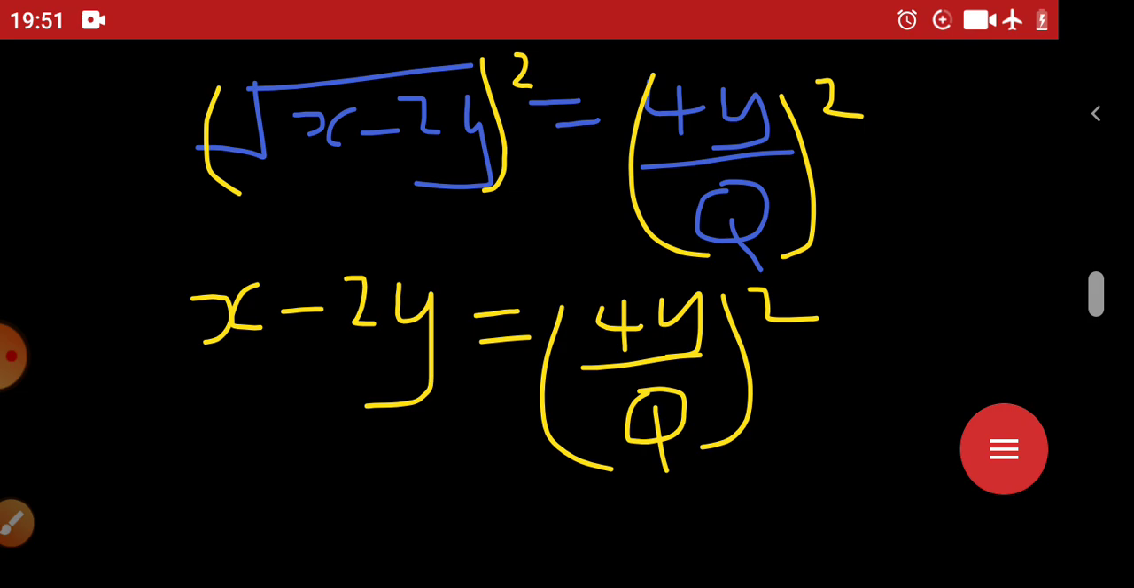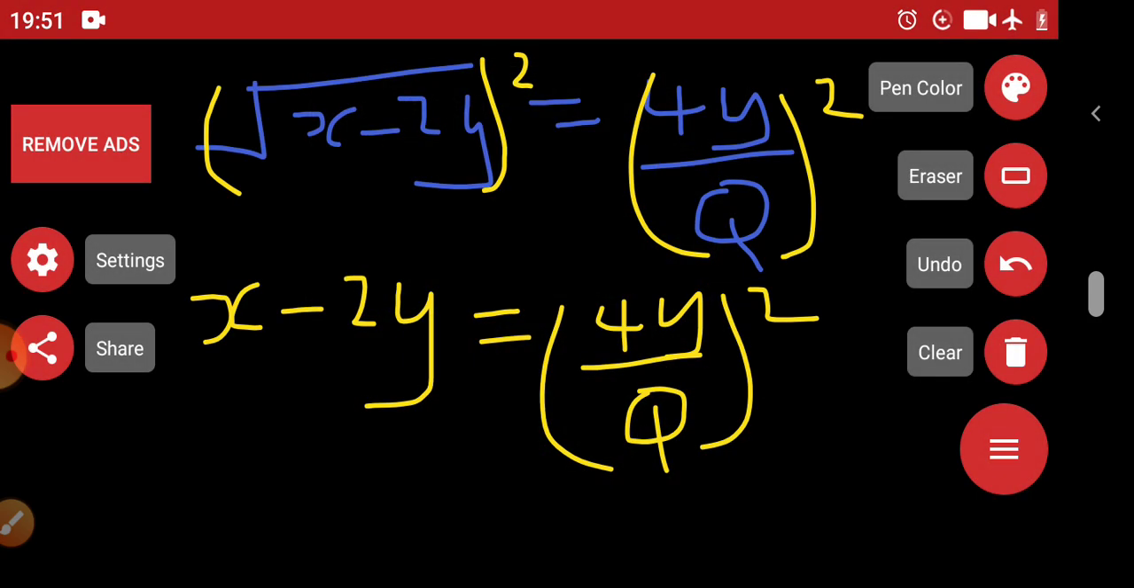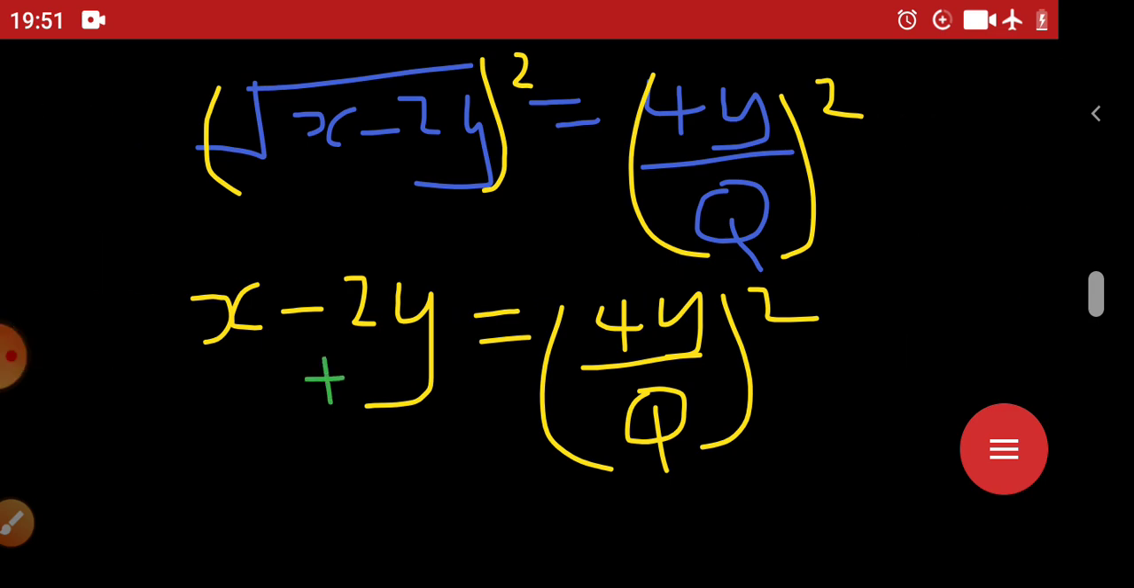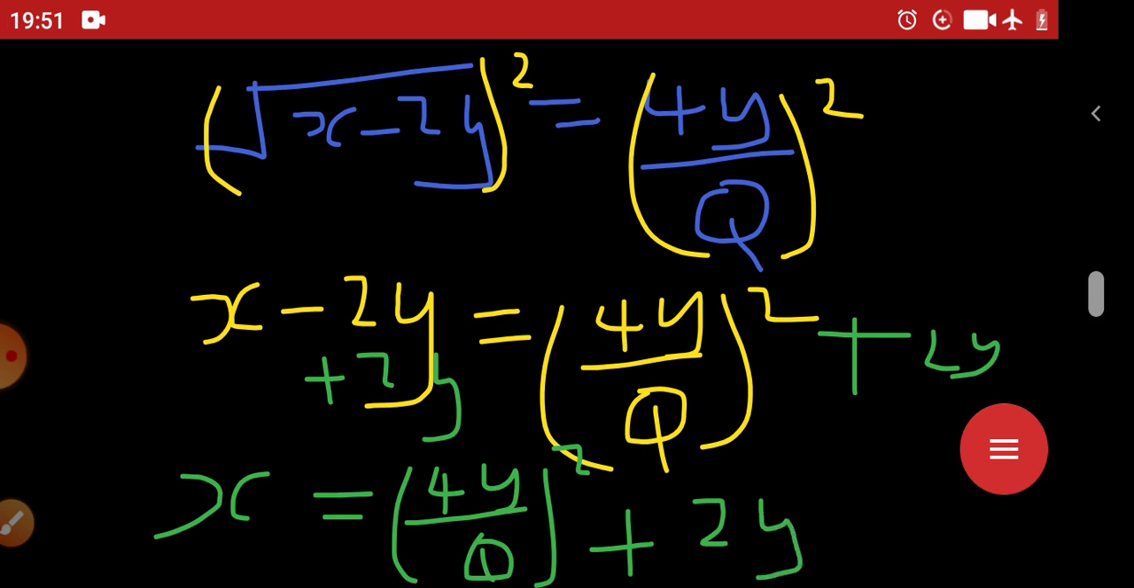Because I want x as the subject of the formula, I will need to remove the minus 2y. I will remove the minus 2y by adding 2y both sides. So this will be x is equal to 4y over q all squared plus 2y. So this would be x as the subject of the formula, or we have transposed x.